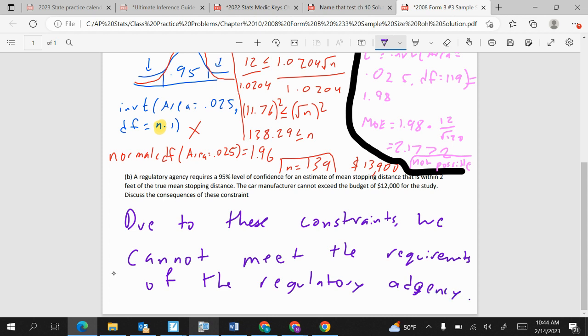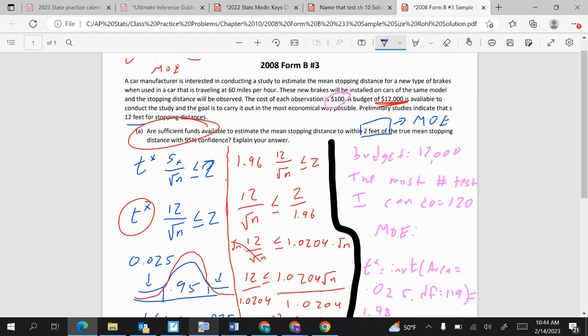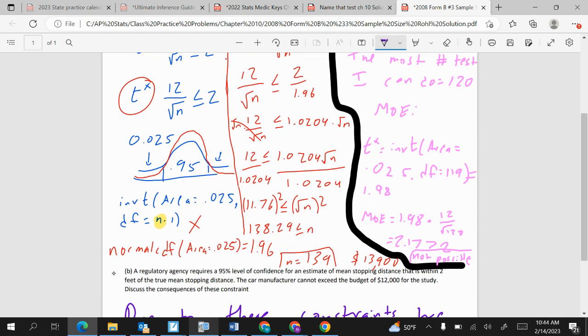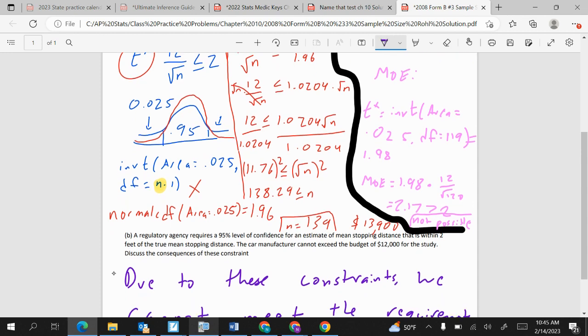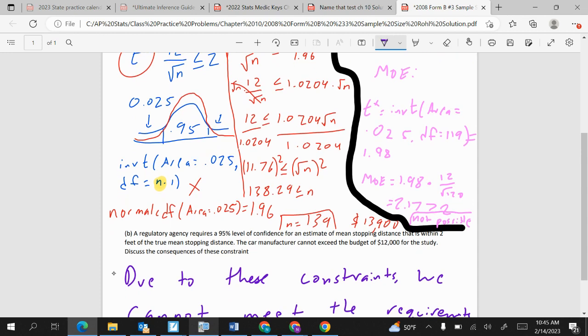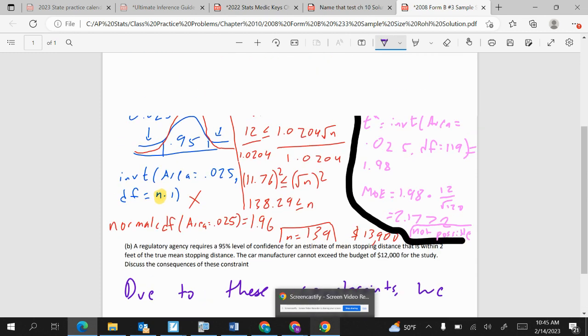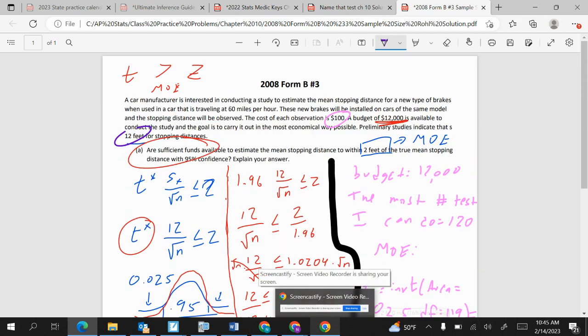Now, that means two things, right? Either they need to better develop these brakes to drop your s sub x down more, or they need to spend more money and have a larger sample size, and that could possibly help. So that's an option as well. But in the simple aspect, they do not satisfy the requirements of the regulatory agency. All right, so there you go. That is the 2012 Form B, question 3.